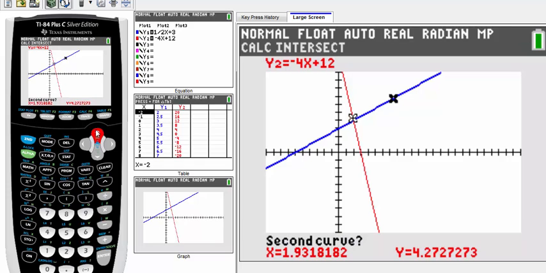Okay, so it is on here. If you look at the top, see it's in red, the negative 4x plus 12. So I can hit enter. And then I think I'm close to my guess right there anyway. And then I see it says my intersection is at 2, 4.